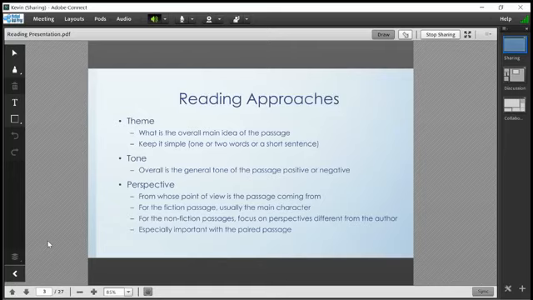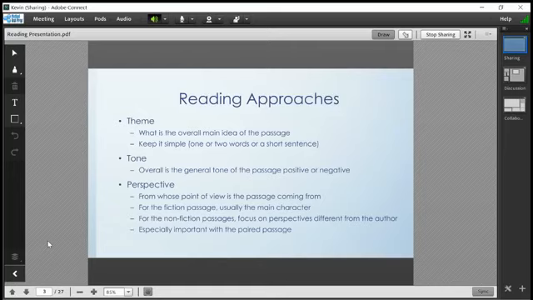When I say tone, overall, most passages on the SAT are going to lean one direction or the other. Overall, they're going to be positive, or overall, they're going to be negative. It doesn't have to be something amazing or horrible. It's just going to shade in one direction or another. And that's going to be reflected in the answer choices.